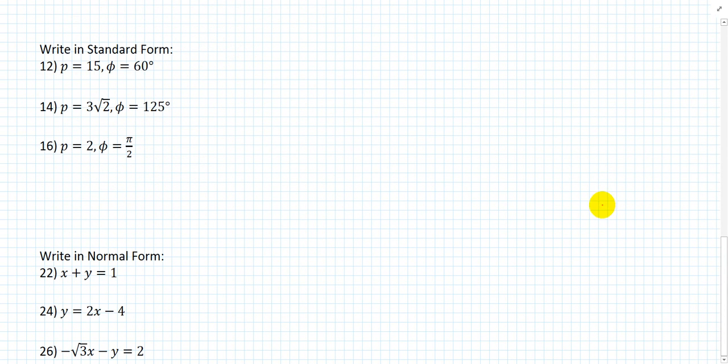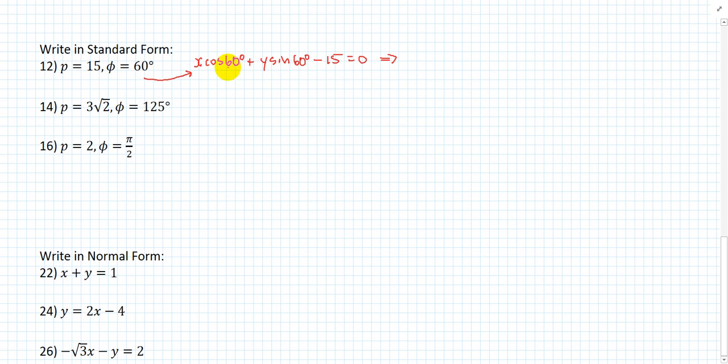So let's look at 12. We're supposed to write this in standard form, and when they give us the p and the phi, what they're saying is that you started with x cosine 60 degrees plus y sine 60 degrees minus 15 equals 0. So when they give us that, what they're really giving us is this right here. That's not solving the problem. That's actually taking p and phi and putting it into normal form. So this is what we call normal form, and converting that to standard form is what we're doing.